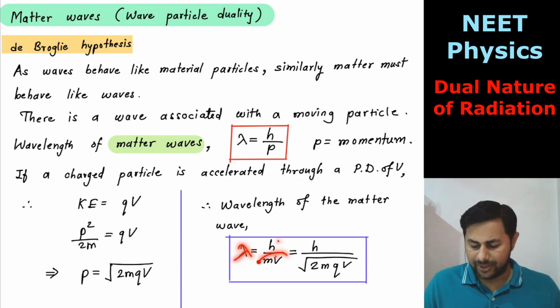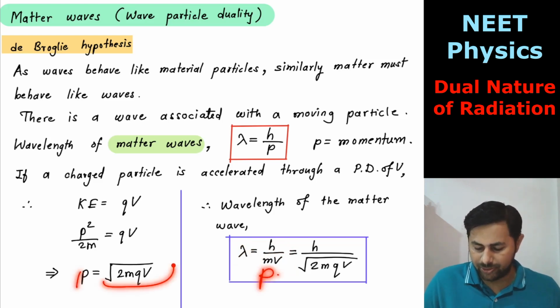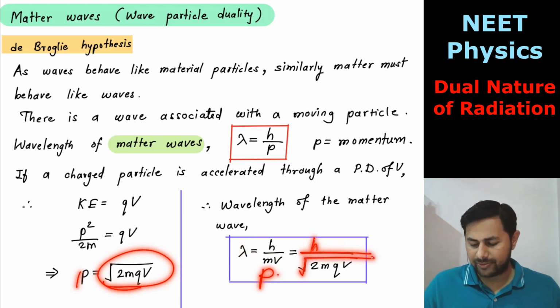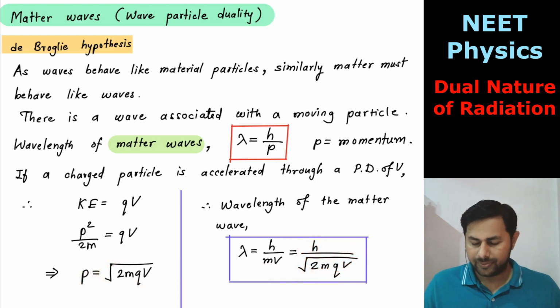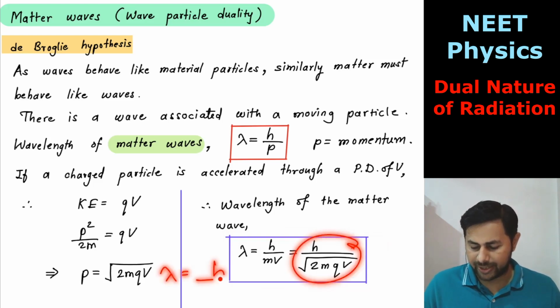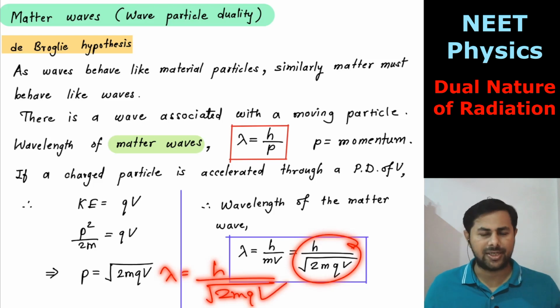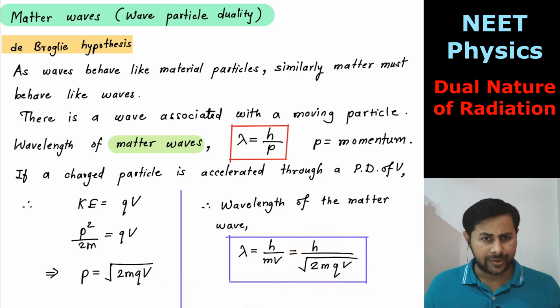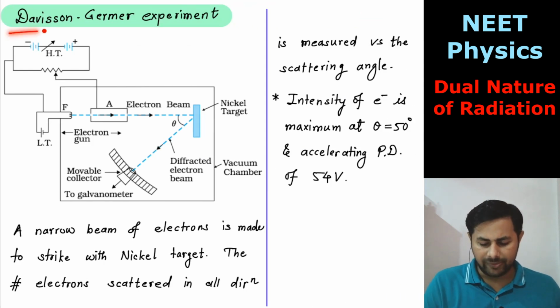So lambda equals h by mv, or h by p, and p is the square root of 2m qv. So you have h divided by square root of 2m qv. We need to remember this formula, otherwise we'll need to derive it if there is a question based on this. So lambda is equal to h divided by square root of 2m qv if the particle is accelerated by a potential difference of v. Is this clear, everyone?